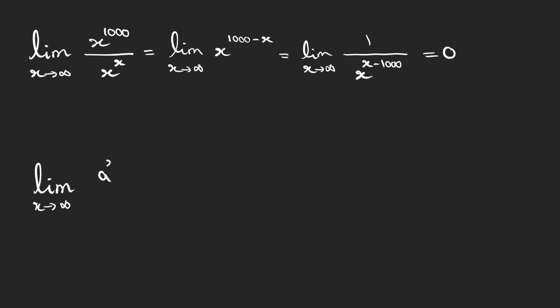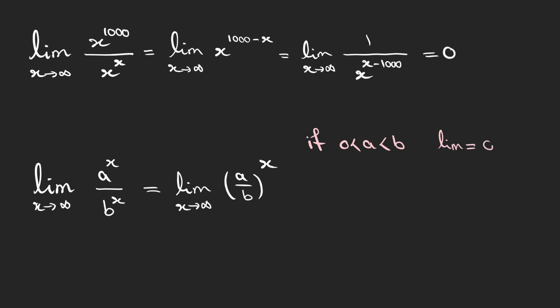Now let's think about this limit. We can write it as a over b to the x. If b is larger than a, the limit is 0 because the base is a number smaller than 1, and as x gets larger, the function tends to 0. If a and b are equal, we are dealing with a constant function and the limit is 1. And finally, if a is larger than b, we are dealing with an exponential with the base larger than 1, which goes to larger values as x goes to infinity.